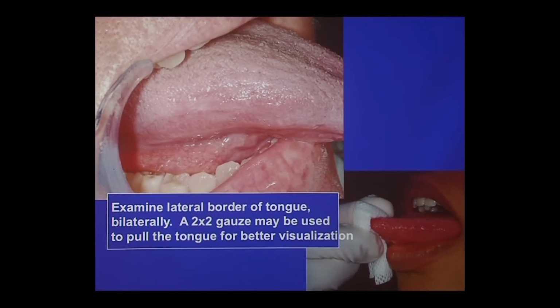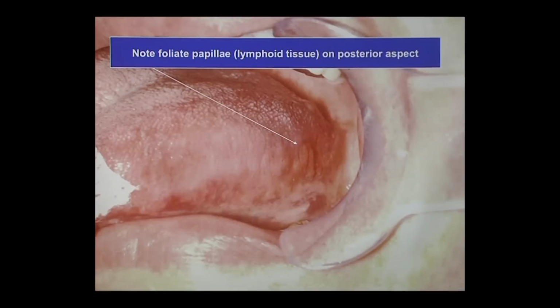So we also want to look at the side of the tongue, and we'll take a piece of gauze here to pull out the tongue so we can see the back of it. And if you pull it far enough, you're going to see a lot of little lumps and bumps back there. We call them the foliate papillae, but it's also a bunch of lymphoid tissue. And essentially, it's kind of the tip of our lingual tonsils.